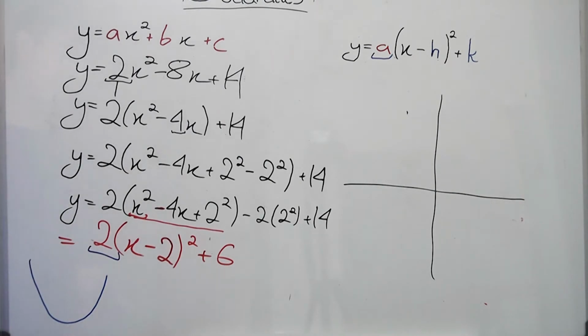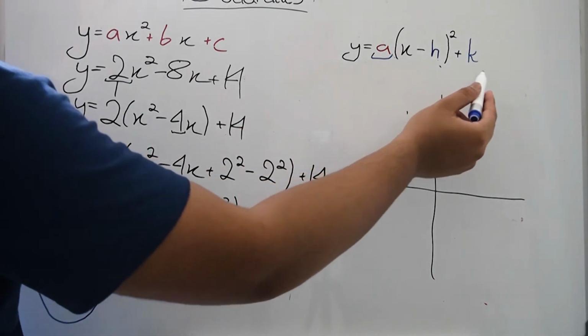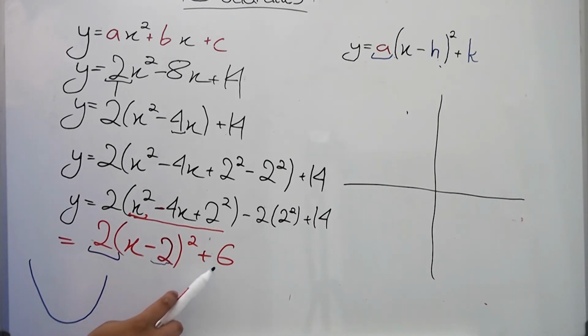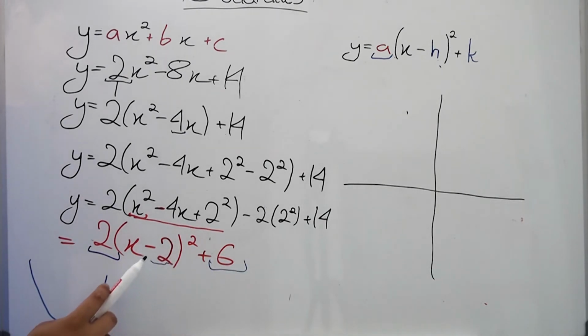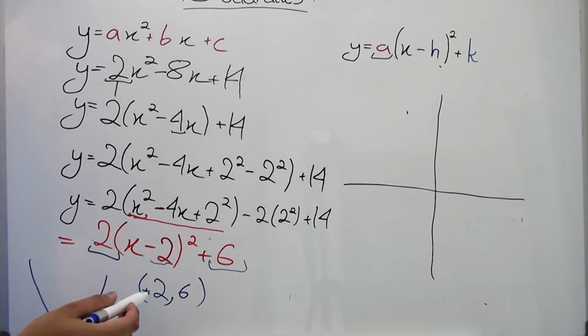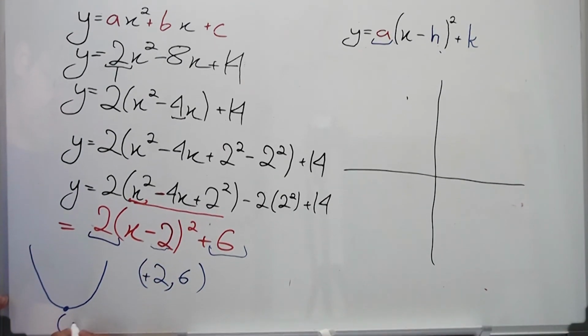The next thing I told you is the vertex or the turning point can be deduced with h and k. I also told you that we'll need to change the sign of h. h right now is negative 2, k is 6. It's negative 2 right now, so we have to change the sign. It will become positive 2, comma 6. So the turning point is 2, 6.